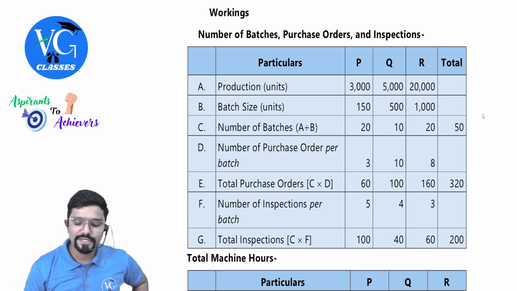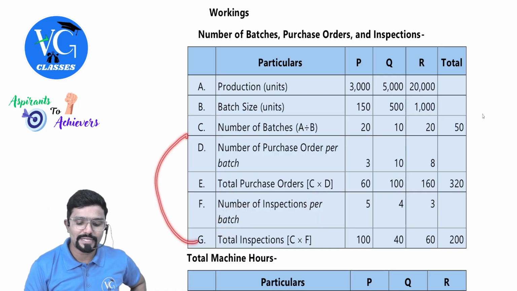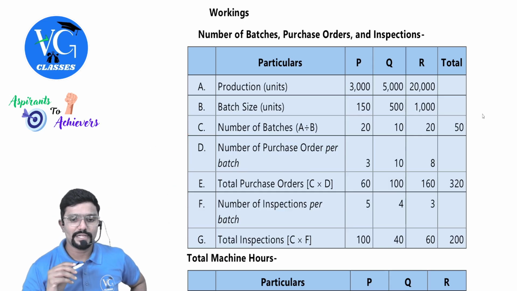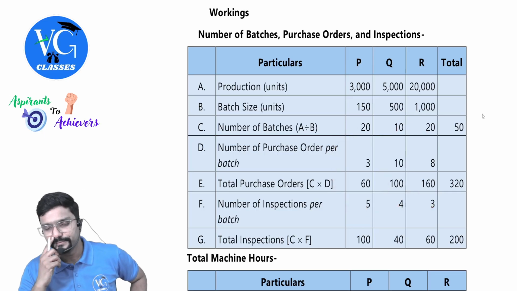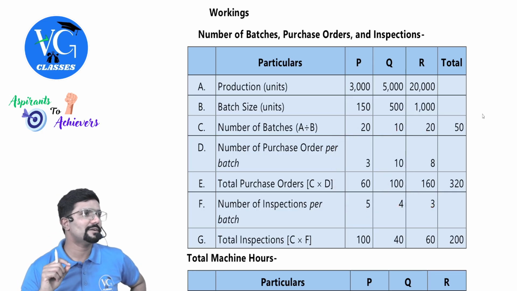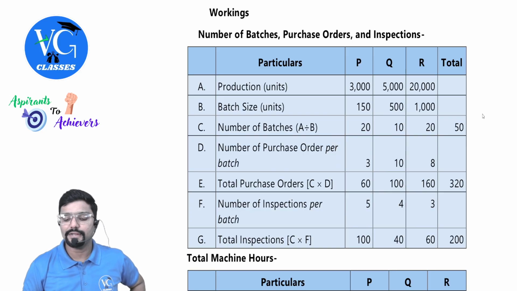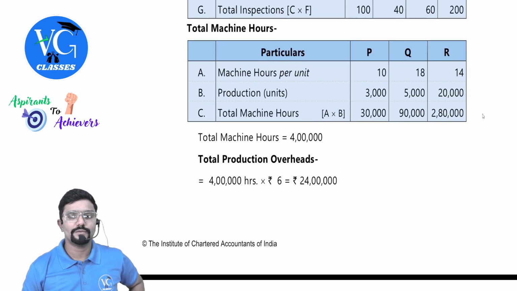Next, the number of inspections per batch is given. If I multiply that with the number of batches, what do I get? Total inspections. That is 5 into 20, 4 into 10, 3 into 20. Because we need the total of the cost drivers to calculate what? Activity rate. Did we get it now? Number of batches, total purchase orders, total inspections. Sure.